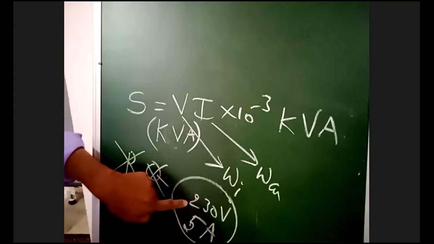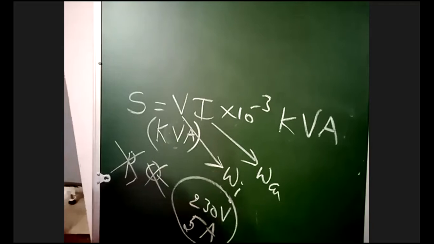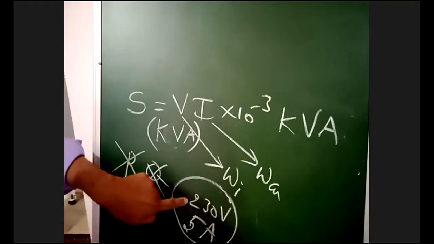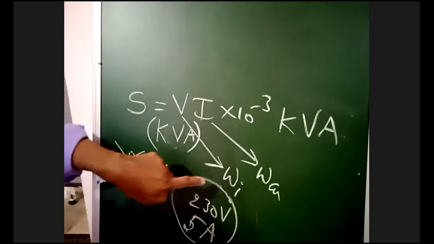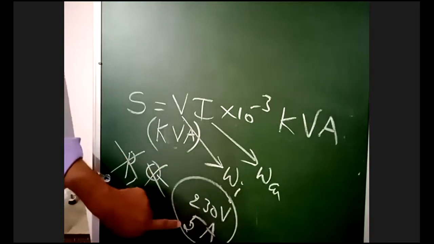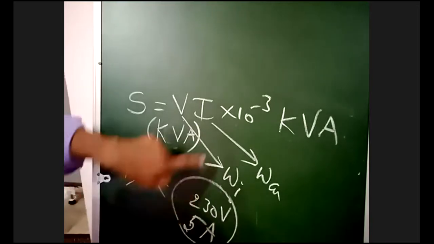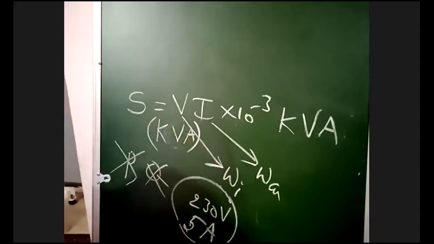Suppose you apply only 100 volts, it won't give the complete iron loss of the transformer. It will give a wrong answer. If it is 230 volts maximum, we have to apply 230 volts. Then only you will get the iron loss in the transformer. Similarly, if the maximum current is 5 ampere, we have to apply full current. Then only you get the full copper loss in the transformer.